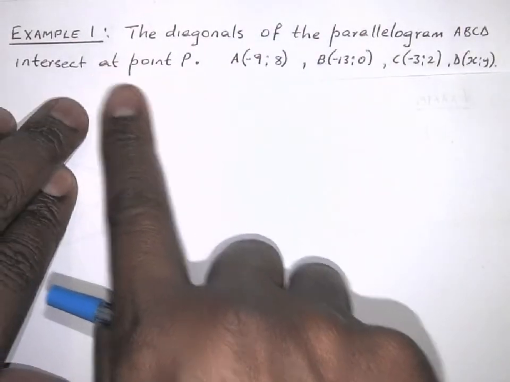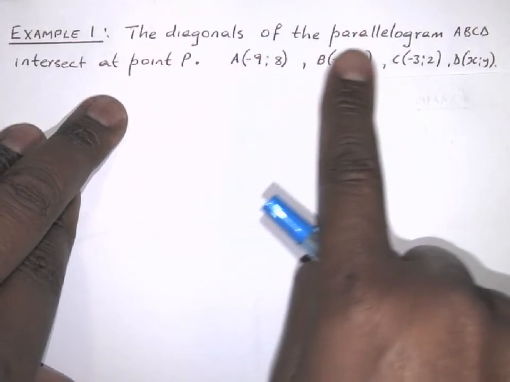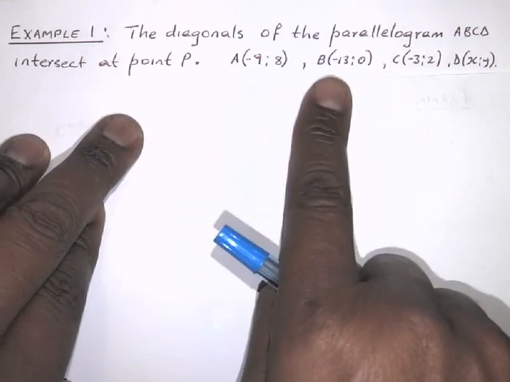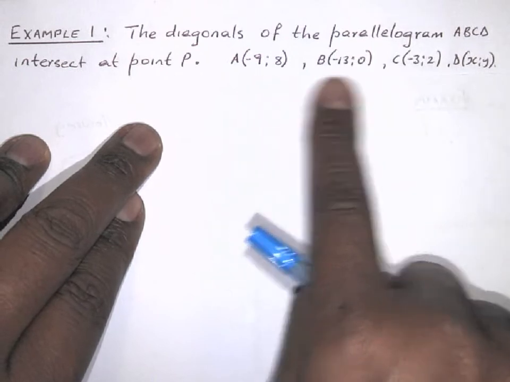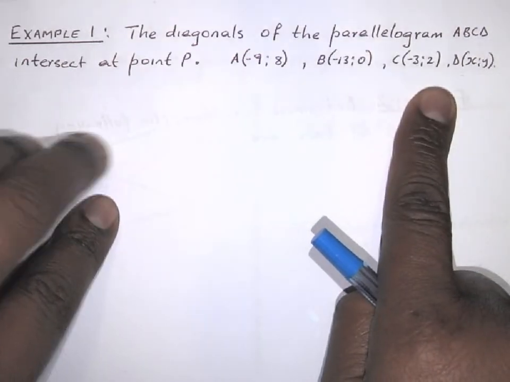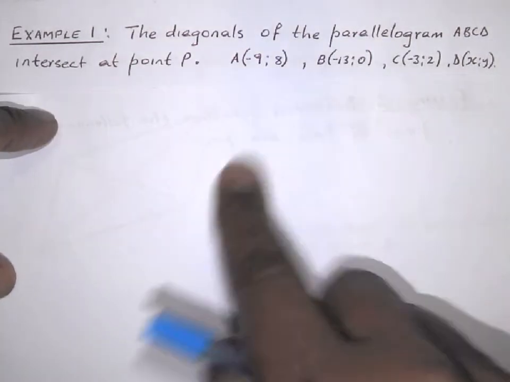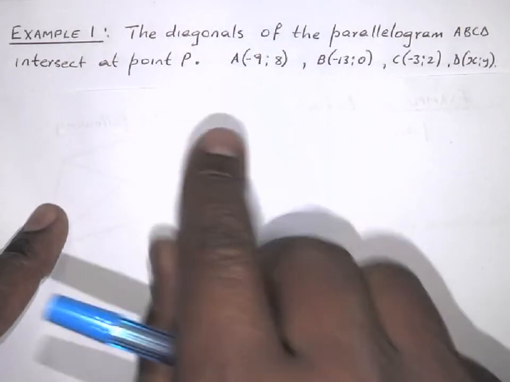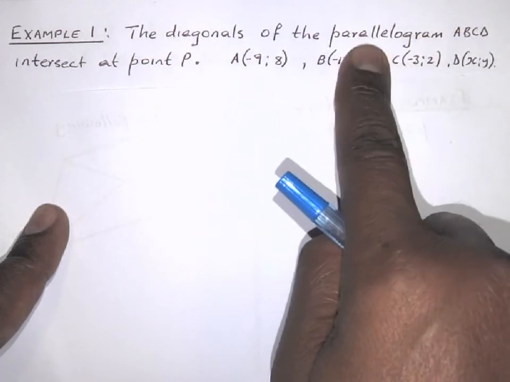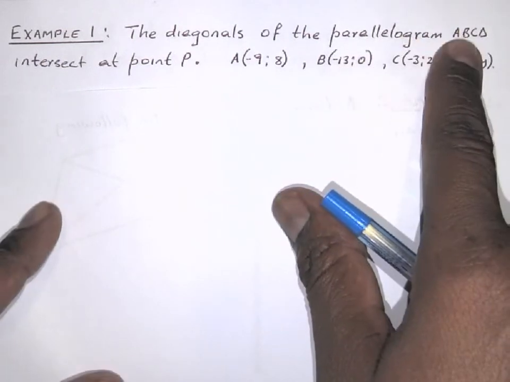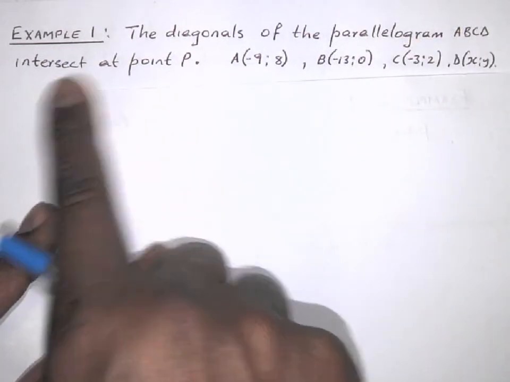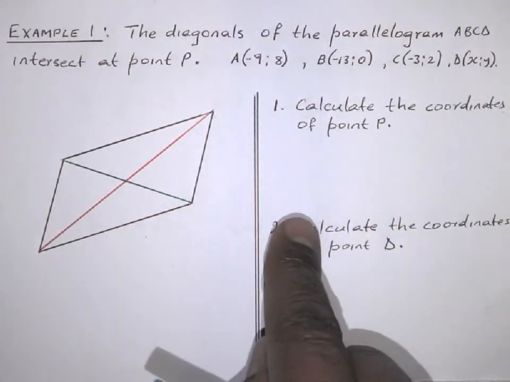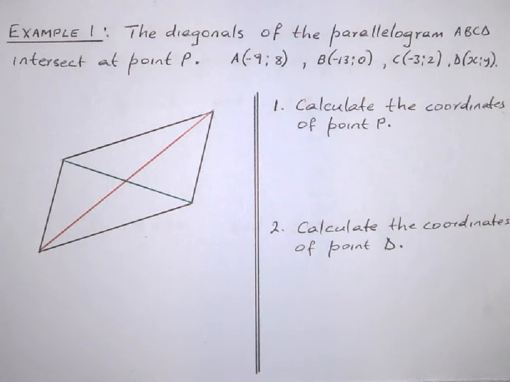Suppose an example is given like this. They say the diagonals of a parallelogram ABCD intersect at point P, where A, B, C and D are these coordinates given. Now, in some of the examples, a diagram won't be drawn for you. You'll have to draw the diagram. In this case, I've drawn a diagram for a parallelogram ABCD, with the diagonals intersecting at point P. So that's what you can do as well.